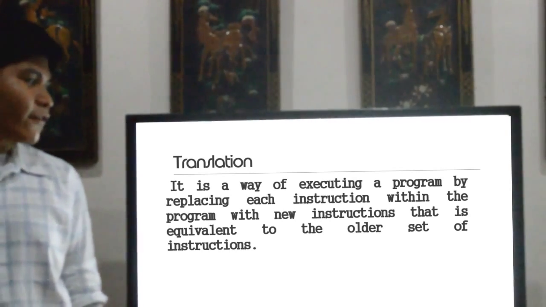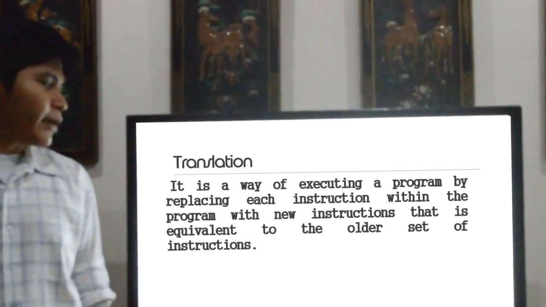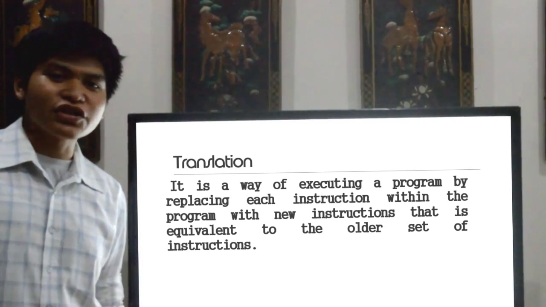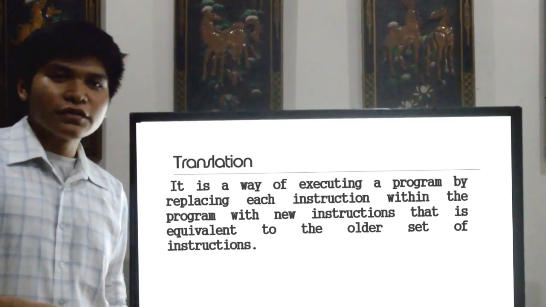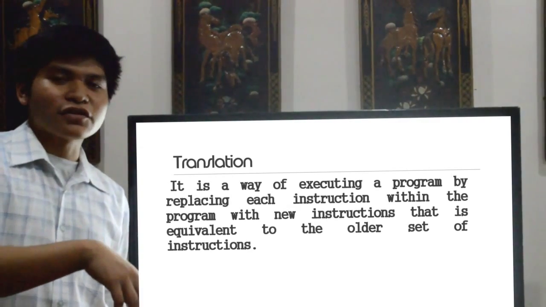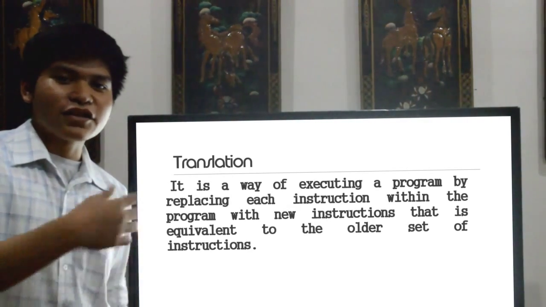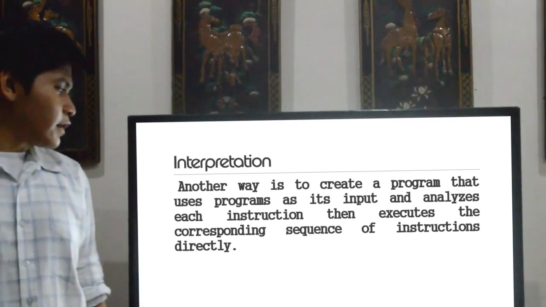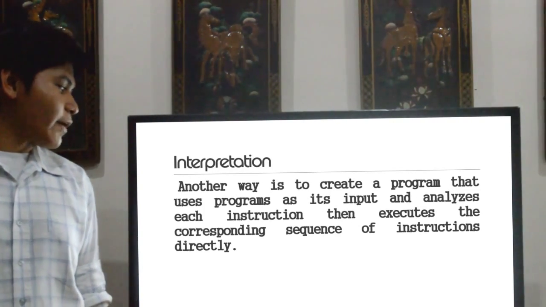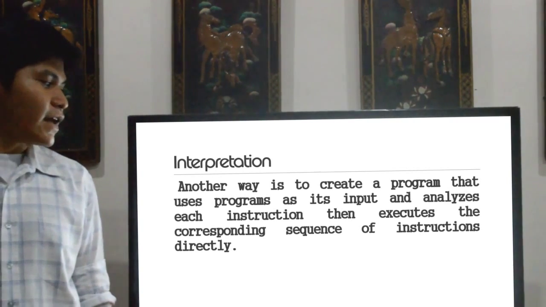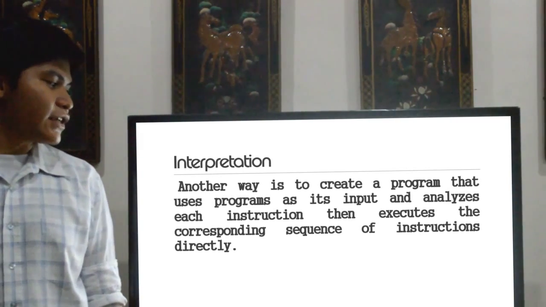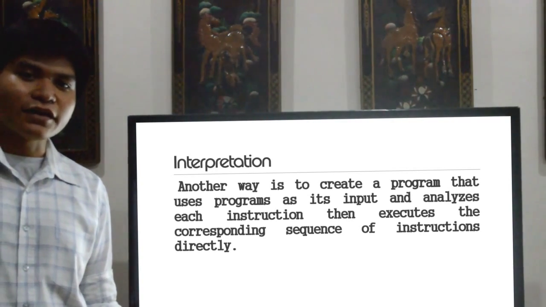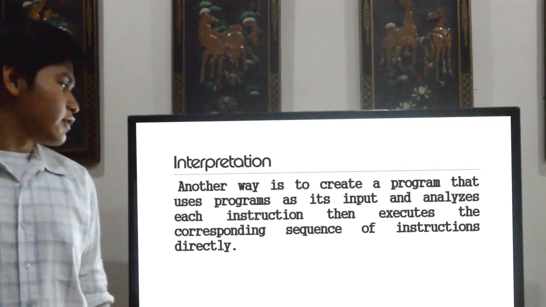Translation. It's a way of executing a program by replacing each instruction with another instruction which is equivalent to the corresponding instruction and then executes it directly. Another way is to create a program that uses programs as its input and analyzes each instruction, then executes it directly, which is called interpretation.